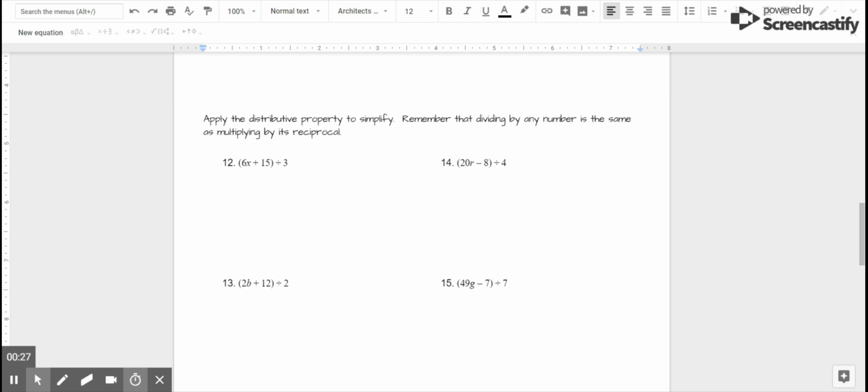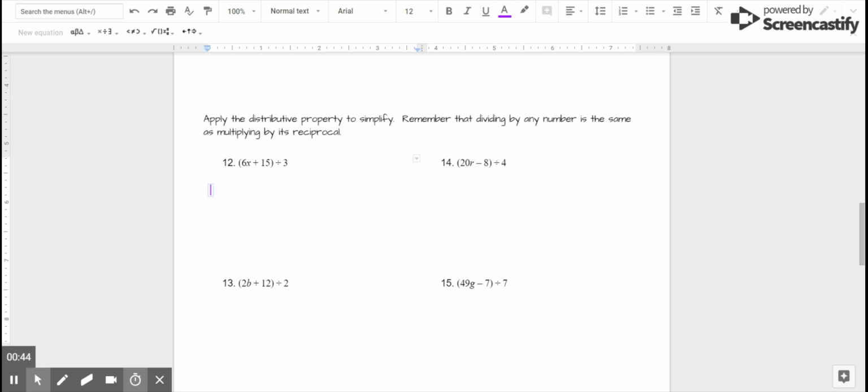We need to remember the same basic rule, which is to take everything in parentheses and remember to divide every single term by the number we're given. So let's take a look at number 12 to start. Number 12 says 6x plus 15 divided by 3.